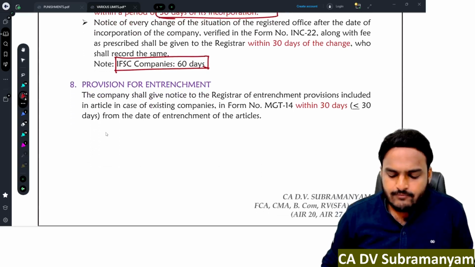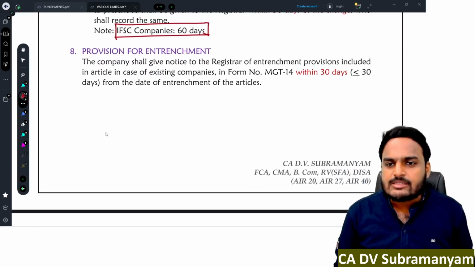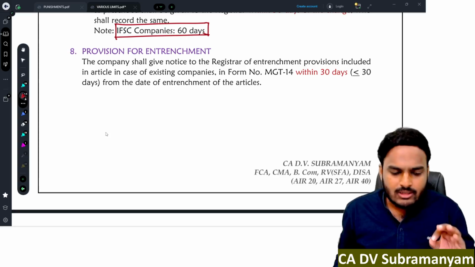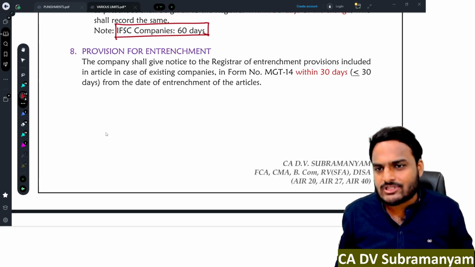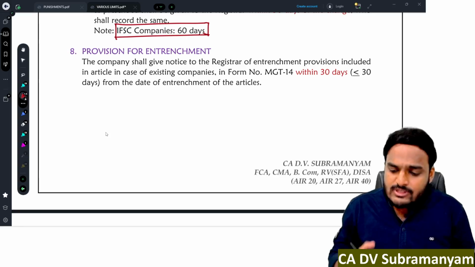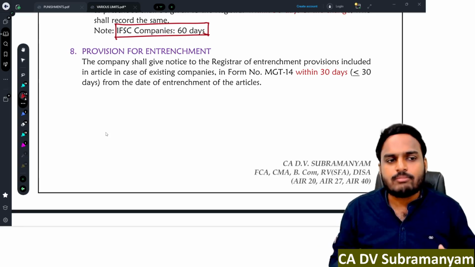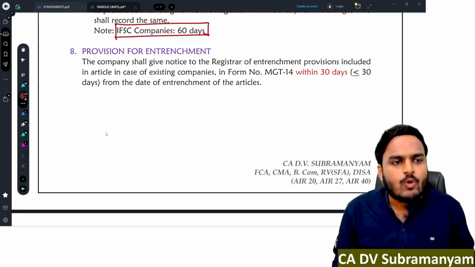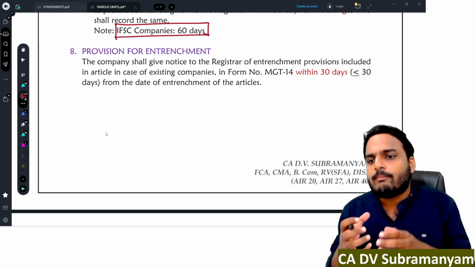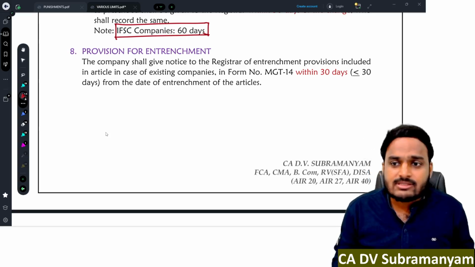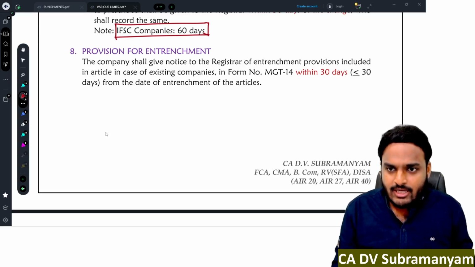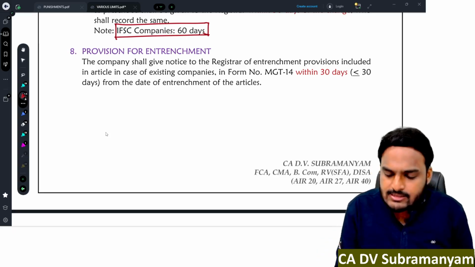Next one, provision for entrenchment. See, entrenchment means placing additional restrictions for altering articles of association. Generally, for altering articles of association, a special resolution is sufficient. But certain clauses of AOA can be altered by passing a resolution which is more powerful than a special resolution, for example, a unanimous resolution. So if you want to entrench articles of association, you need to take consent from the members. After getting consent from the members, the same shall be communicated to the Registrar of Companies. And the time limit for communicating entrenchment provisions to the Registrar of Companies is 30 days.